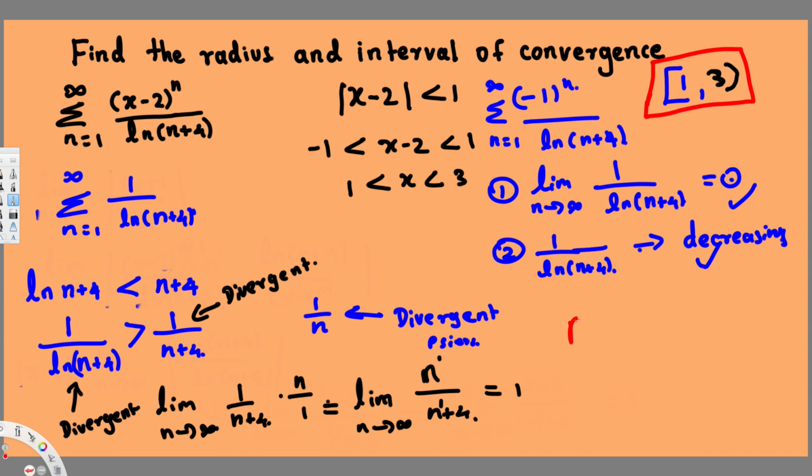To find that, we take this value, like 3 minus 1, divided by 2, and that's going to be 2 over 2. So the radius of convergence is going to be just 1. And that's how we do this kind of problem.